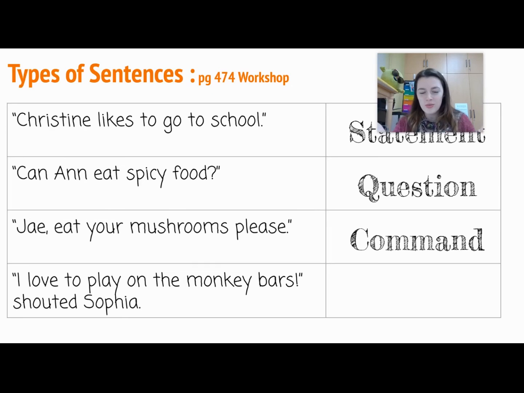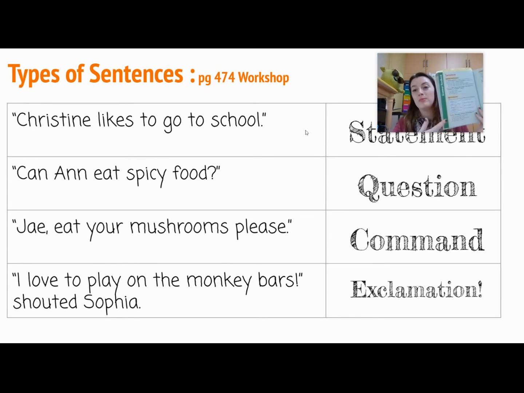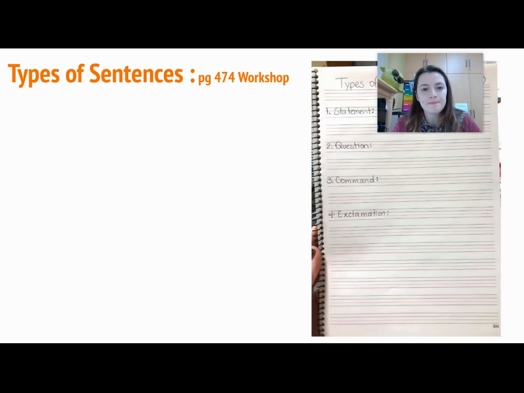Okay, last one. I love to play on the monkey bars, shouted Sophia. It is an exclamation. Very good. Okay, I hope you got those right. If you got any of those wrong, you might need to go read this page again and make sure you understand the different kinds of sentences.